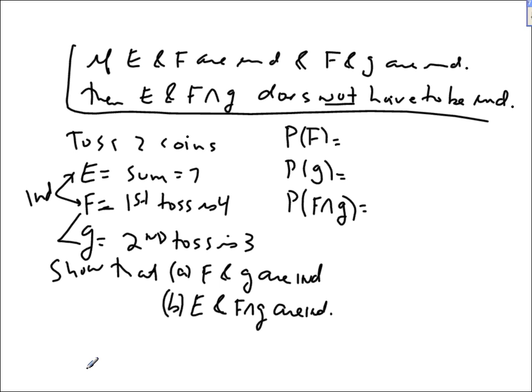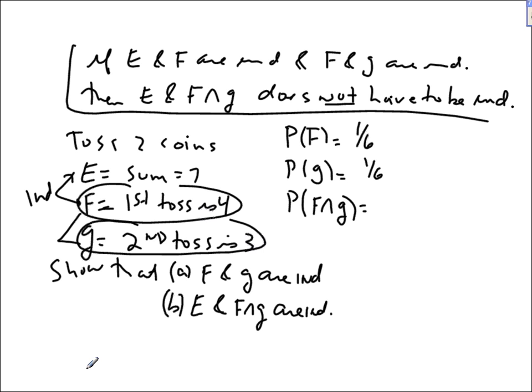The probability of F, the first toss is a 4, is 1 out of 6. The second toss is a 3, which is also 1 out of 6.